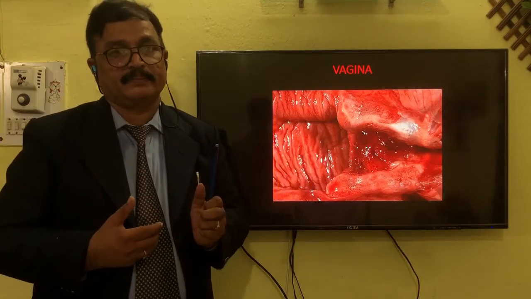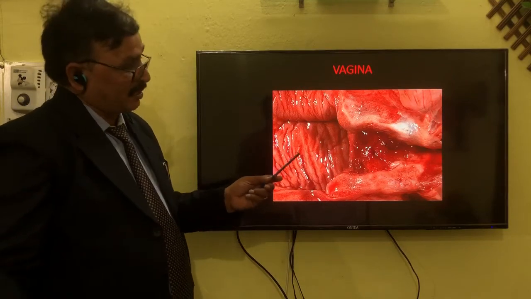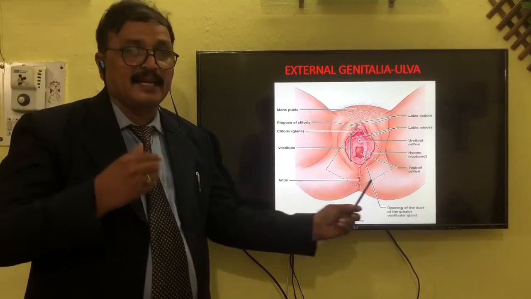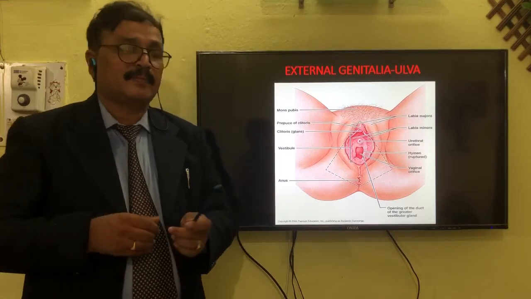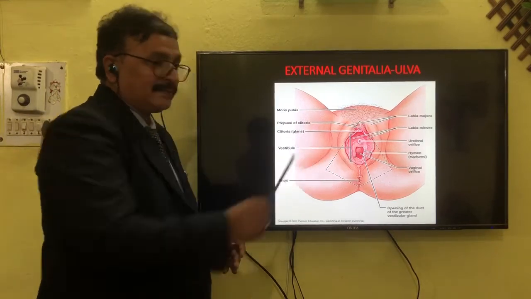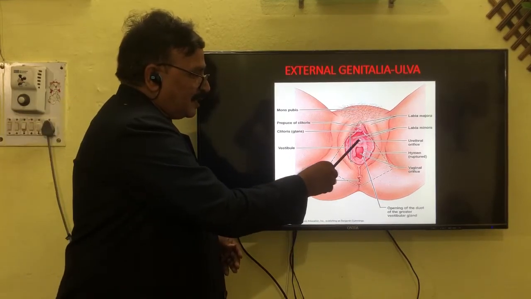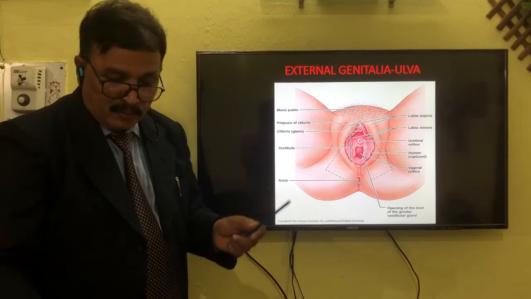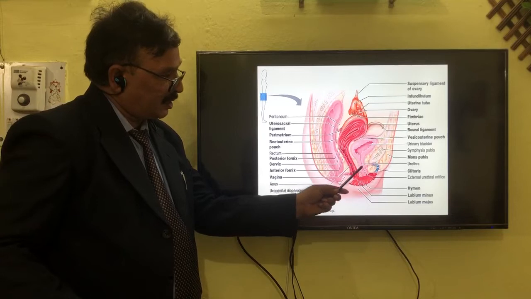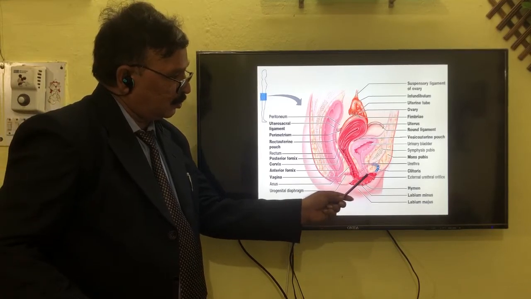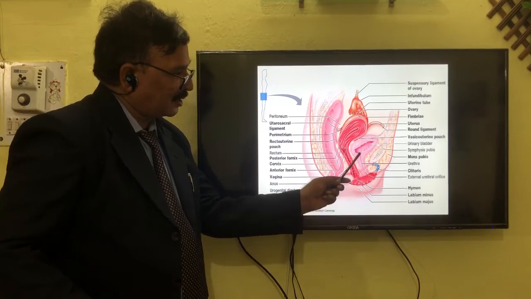Now coming to the external genitalia, the vagina opens out into the external genitalia. This is the female external genitalia, also known as vulva. Now this is the opening of the vagina. We call it the vaginal orifice. Just above it, there is a urinary orifice. If you go back to your picture, this is the urinary bladder, which opens outside through the urinary aperture, the urethral orifice, via the urethra.